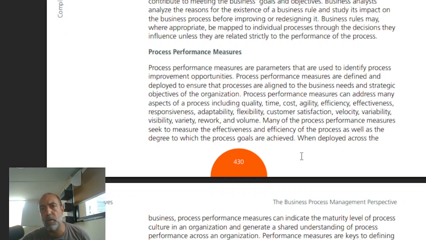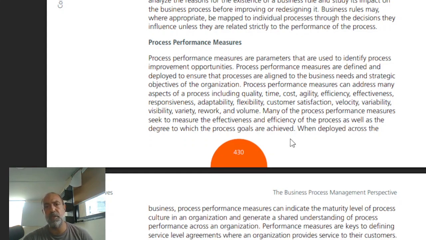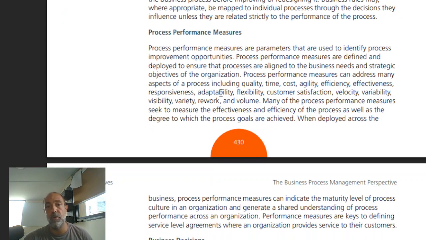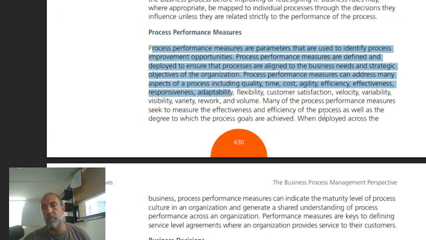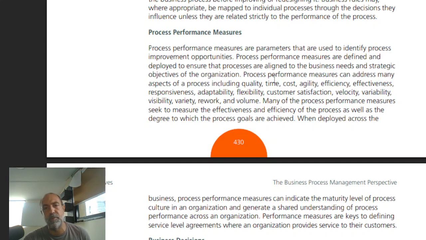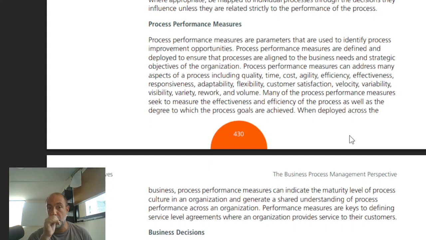Rules may, when appropriate, be mapped to individual processes through decisions they influence, unless they are related strictly to the performance of the actual process. Great. Process performance measures. Process performance measures are the parameters that are used to identify the process improvement opportunities, basically KPIs. These measures are defined and deployed to ensure that the processes are aligned to the business needs and strategic objectives of the organization.